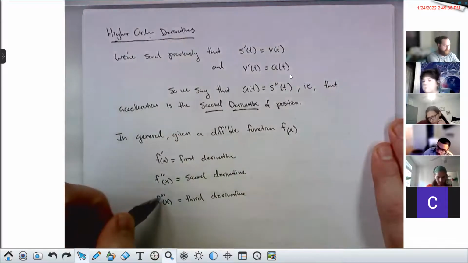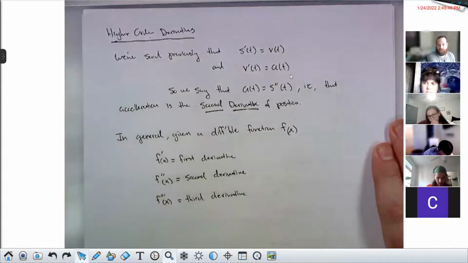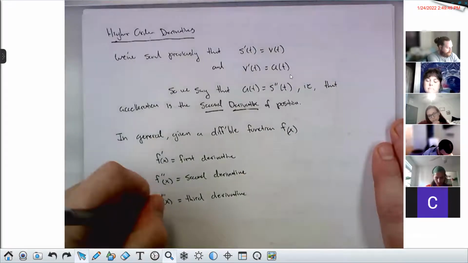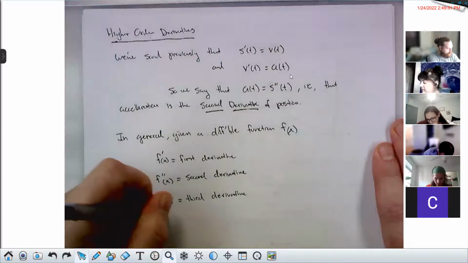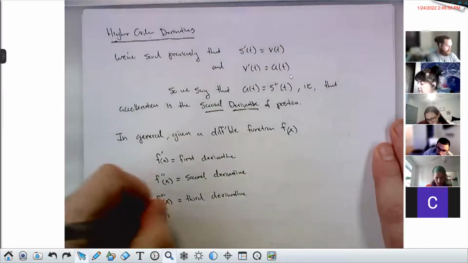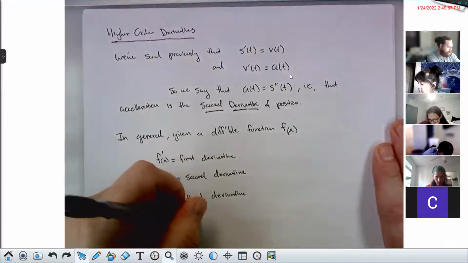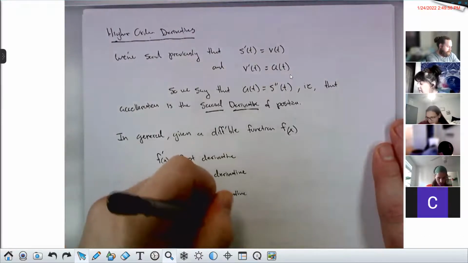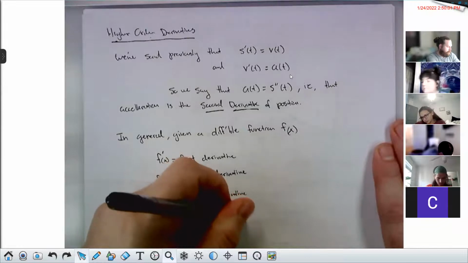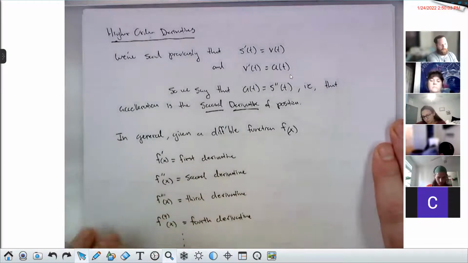After 3, though, this notation becomes really cumbersome. I might have the 12th derivative of a function. I don't want to write 12 little primes, right? So the next notation here would be f parentheses 4, like this. That would be the 4th derivative. And you can keep going as many times as you want.